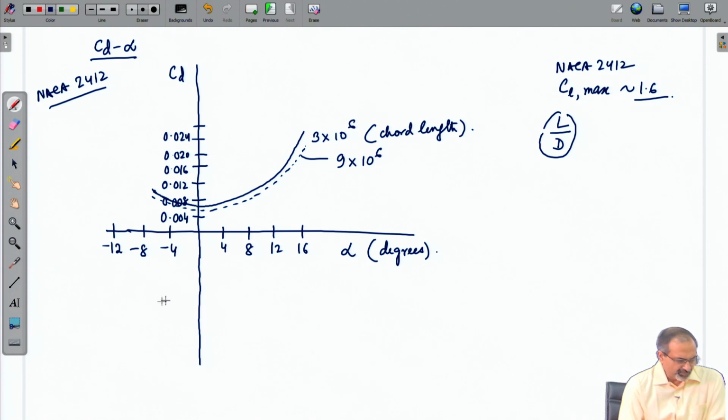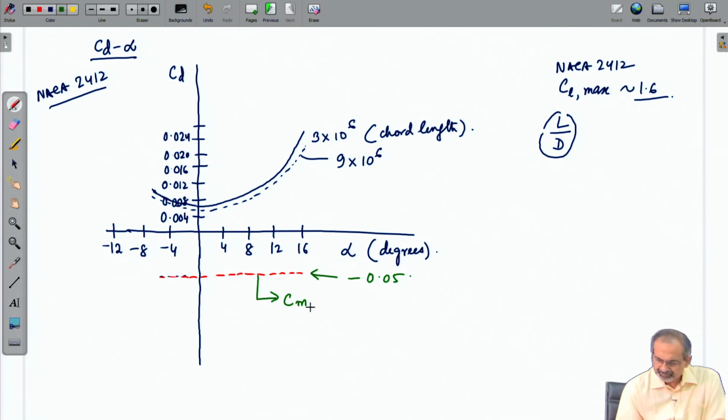Let us try to use the same plot for indicating the moment coefficient. So, we will use a different color to show how moment changes as a function of angle of attack, and this value is about minus 0.05. So, this is the CM AC, which means aerodynamic center. We will soon see what that means.